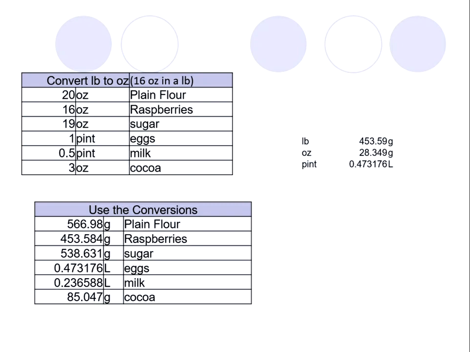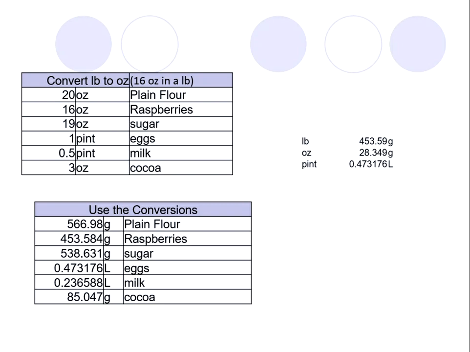Okay, so now our flour is in metric. We had 1 pound of raspberries, which was 16 ounces. 16 multiplied by 28.349 grams gave us 453.584 grams of raspberries.